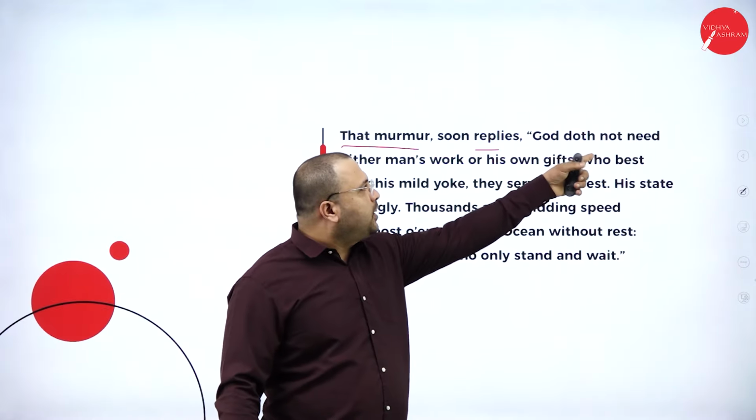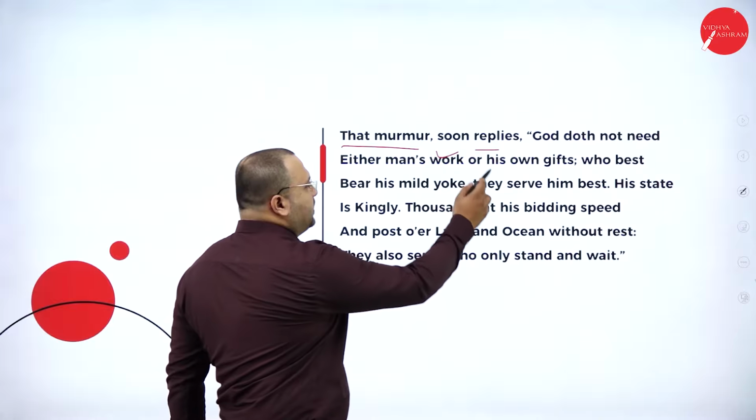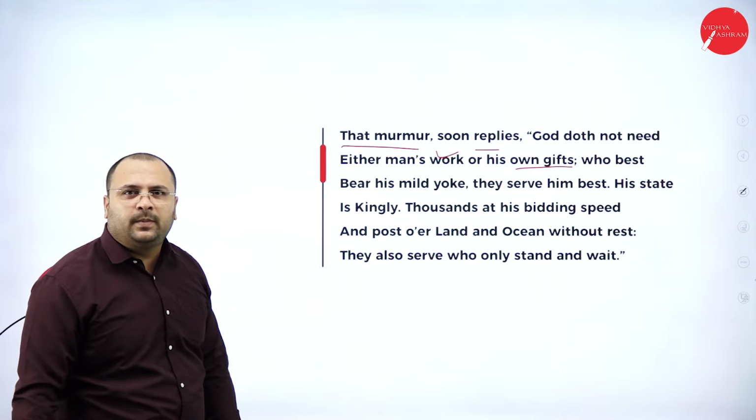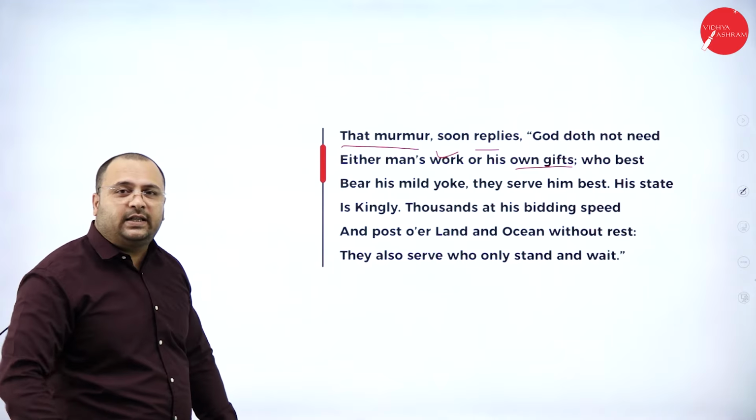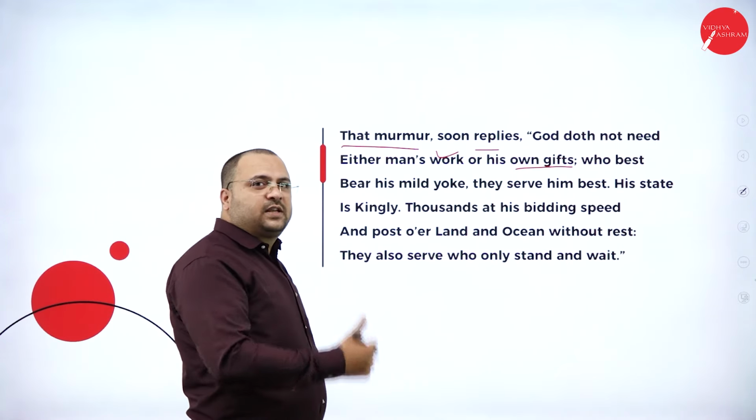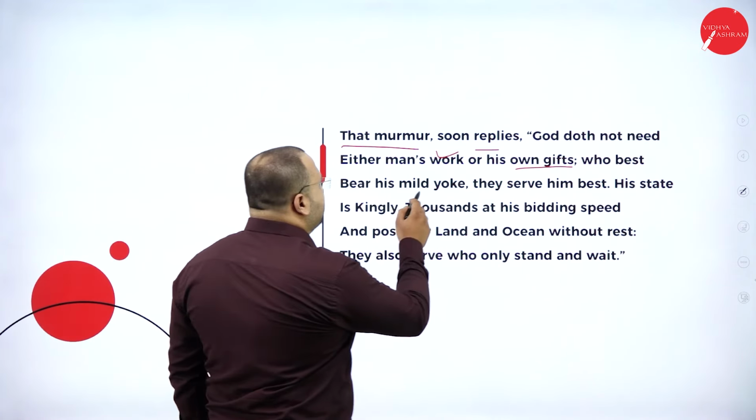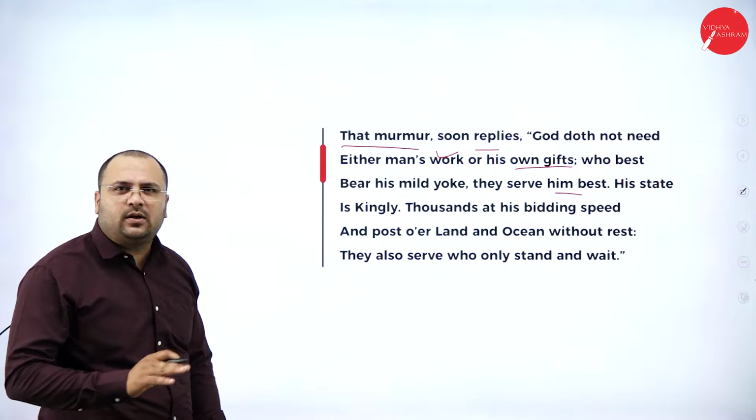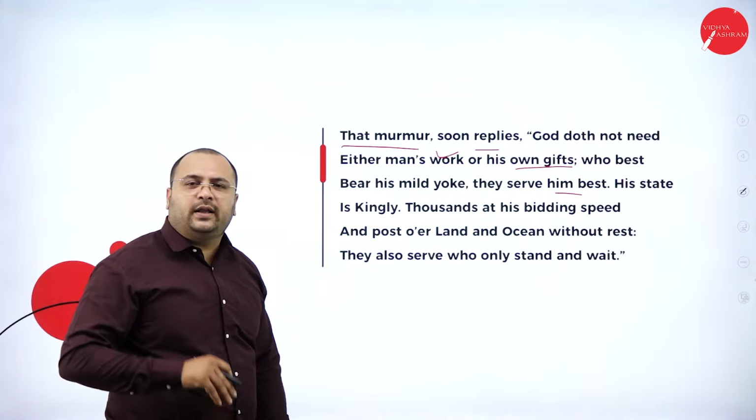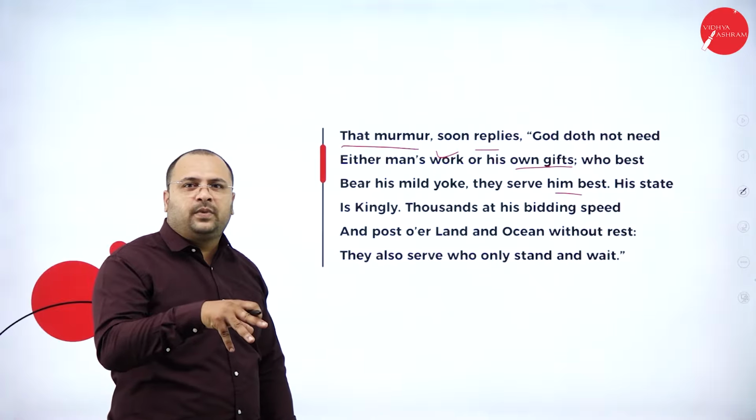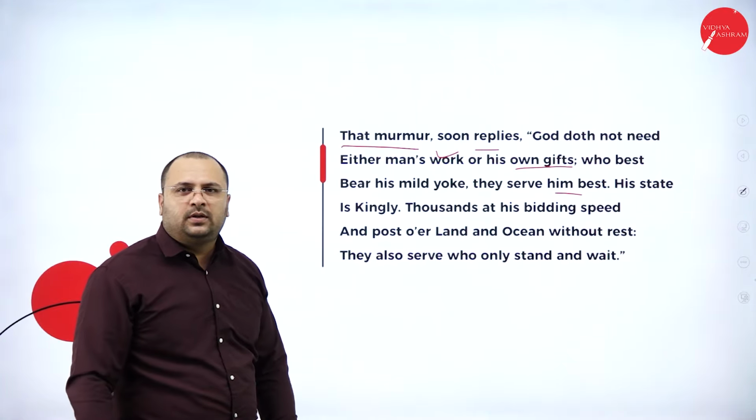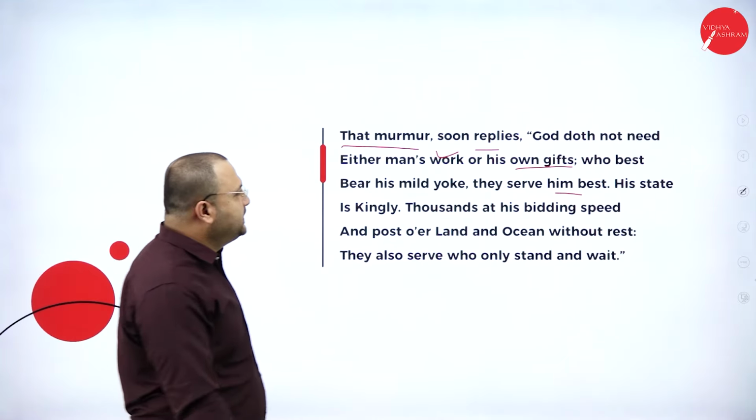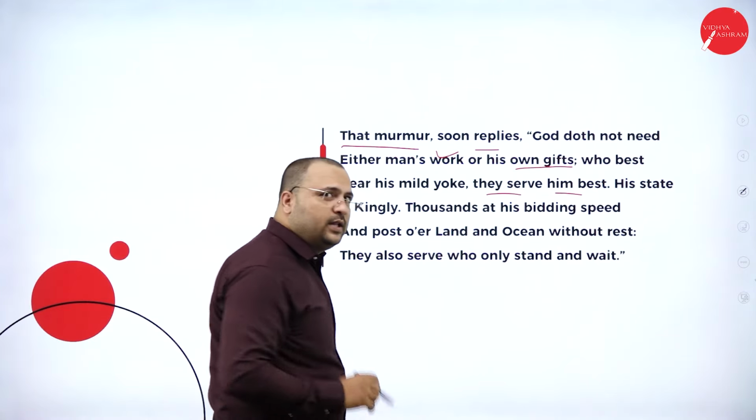Patience says, God does not need either man's work or his own gifts. Man has gifts, and those gifts are given by the Maker. So therefore, God does not expect anything out of man or his own gifts given to the man. Who best bear his mild yoke, they serve him best. So who understand this? That means God does not expect anything out of man and anything out of man's gifts which have been given by himself. So those who understand this, those who bear the mild yoke, they serve God best. Actually, they serve God in the best way possible.